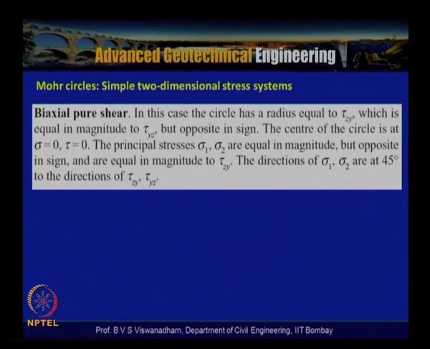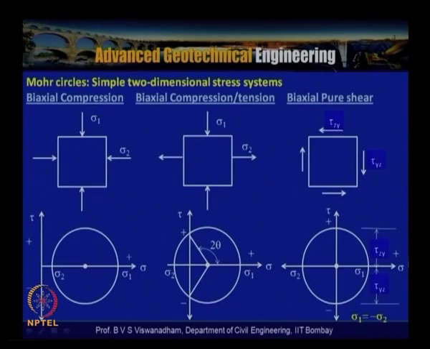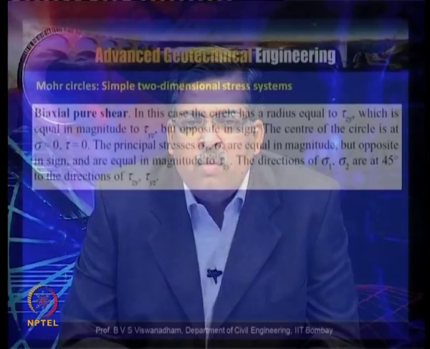tau yz. So, the circle is represented like this, wherein you have sigma 1, the major principal stress here, and sigma 2 here, and this is the shear stress, that is tau zy and tau yz, represented like this, tau yz and tau zy. So, this is in case of the biaxial pure shear.